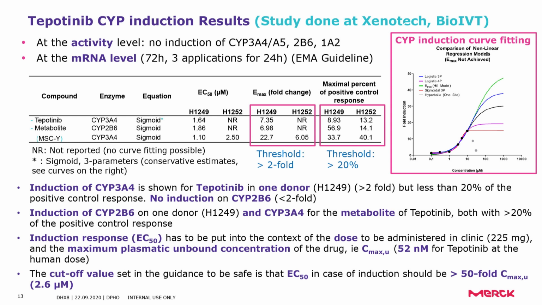When you have an induction, you can then put the EC50 in perspective of your clinical Cmax unbound value. The cutoff value set in the guidance is that the EC50 should be at least 50-fold the maximum Cmax unbound, which in this case was 2.6 micromolar.